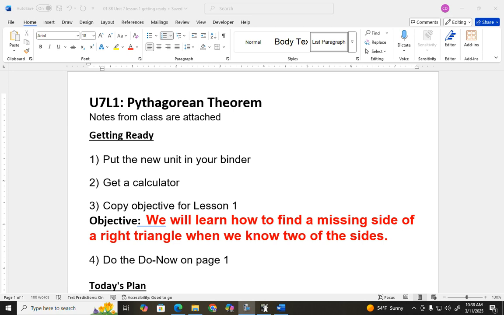Hey guys, Mrs. Dan. So today is the start of a new unit, Unit 7, the Pythagorean Theorem. Lesson 1 is the very basics of the Pythagorean Theorem. Today you will need a calculator, so if you haven't gotten one, please get that out now. Also copy down the objective on the lines provided and do the do now, and I'll go over it with you in a few minutes.